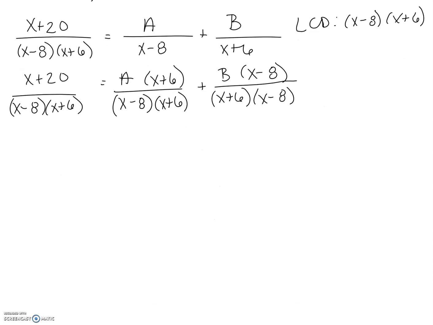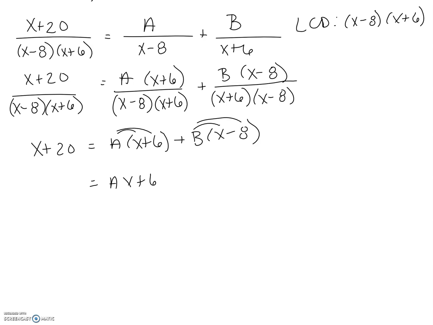Then again, since all of my denominators are the same, I can focus only on the numerators and write x plus 20 equals a times x plus 6 plus b times x minus 8. I'll distribute the a and the b and get ax plus 6a plus bx minus 8b equals x plus 20.